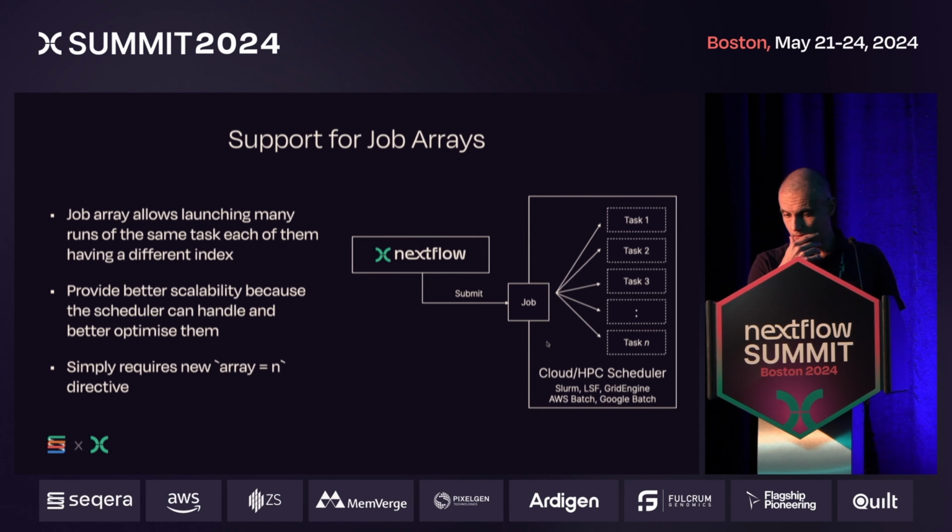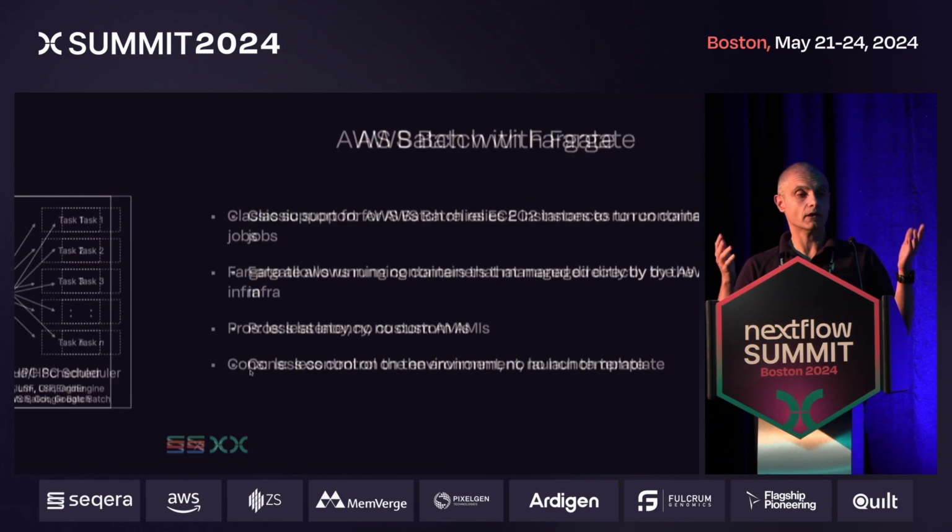Currently, this capability is supported by HPC batch schedulers that are Slurm, LSF, Grid Engine, and also PBS. And for cloud, we are supporting AWS Batch and Google Batch. To enable the use of job arrays in a Nextflow pipeline, essentially what you need to do is just add the array directive in your Nextflow configuration, specifying the size of the array.